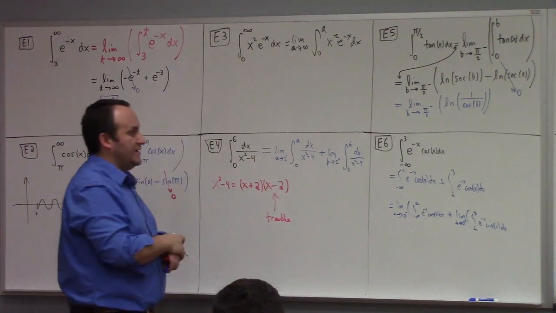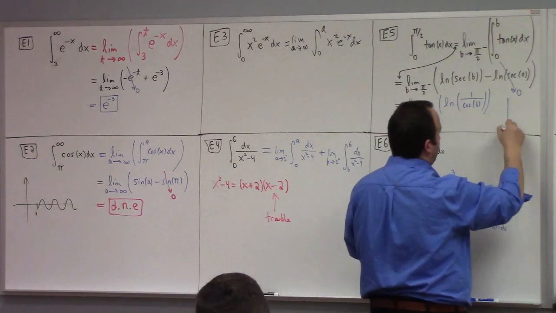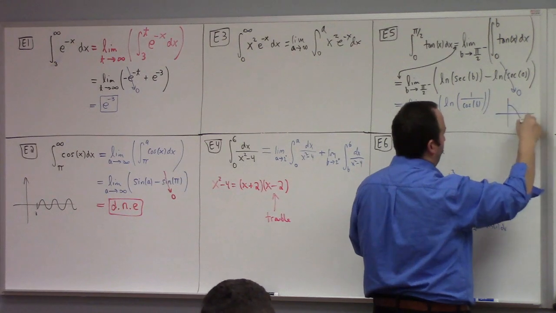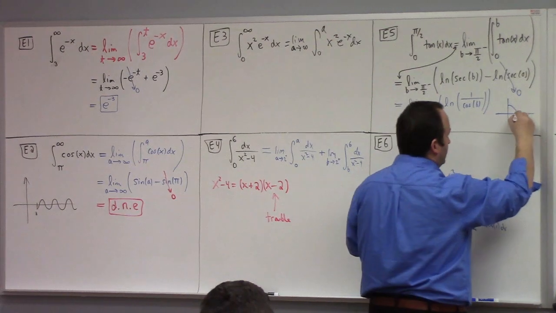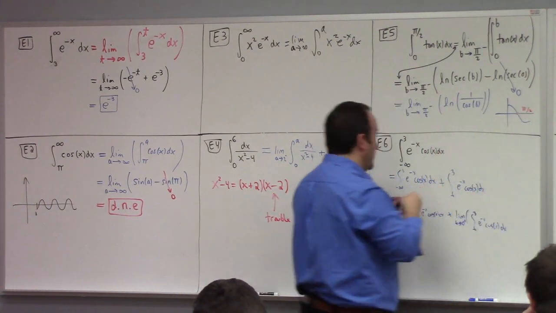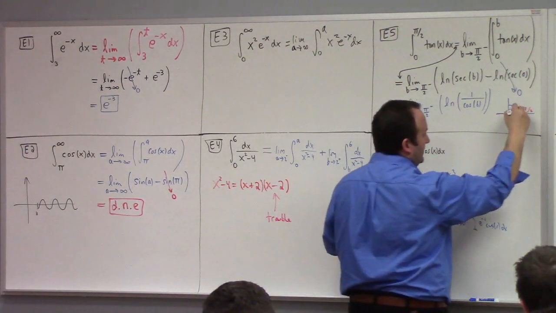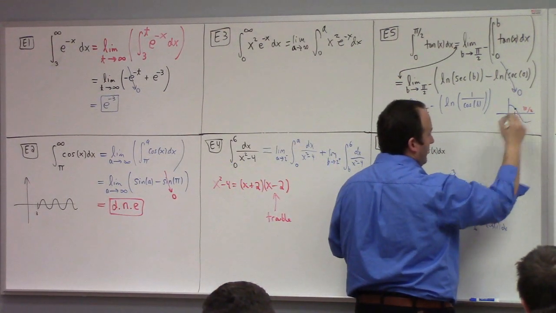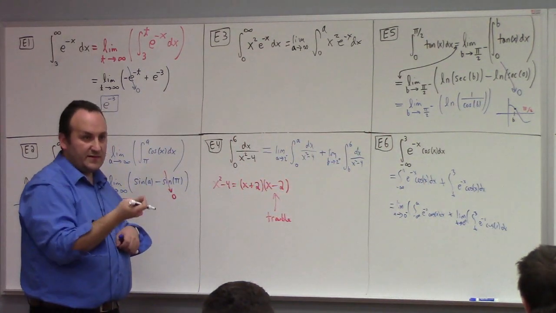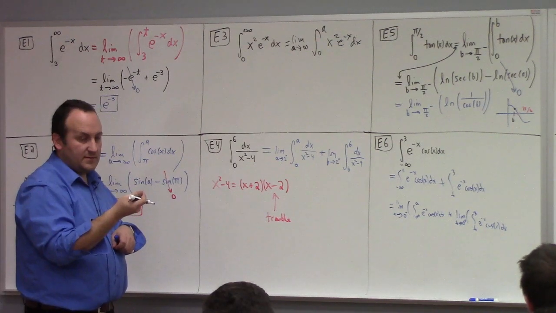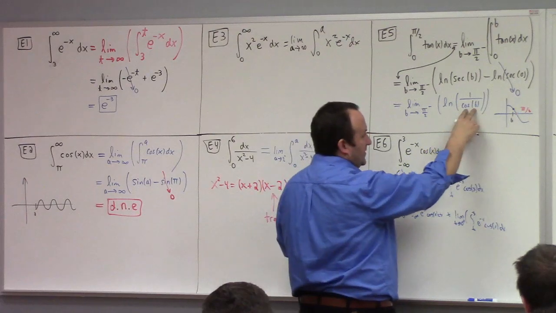What happens to cosine as we approach pi over 2 from the left? It goes to 0, yeah, but what kind of 0? This is cosine, this is pi over 2. We're feeding it a point from the left, so b is like in here. So cosine takes small positive values.